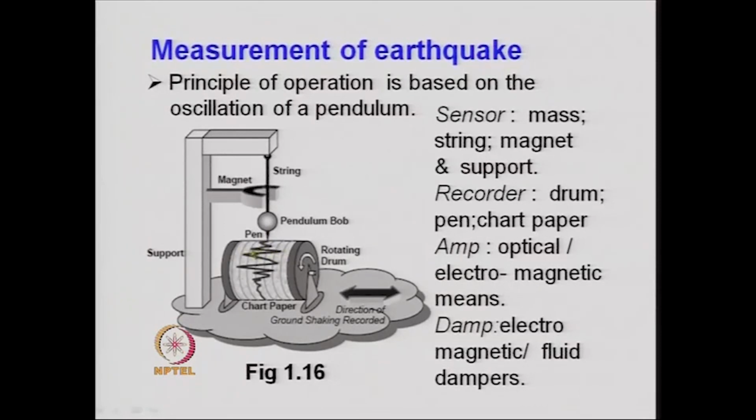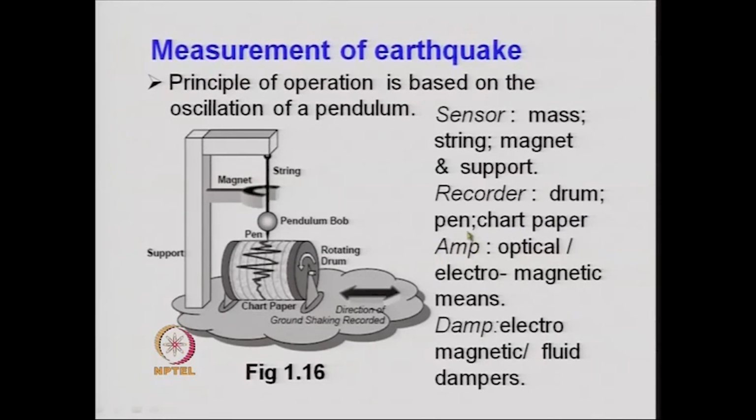This is a chart paper over which the traces of the earthquake are obtained. The chart paper is wound around a drum and the drum is rotated at some constant speed. The different components of this setup are the sensor, which is the mass, that is the pendulum, the string, magnet and support. The recorder, that is the drum, pen and the chart paper.